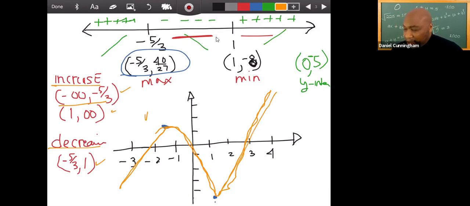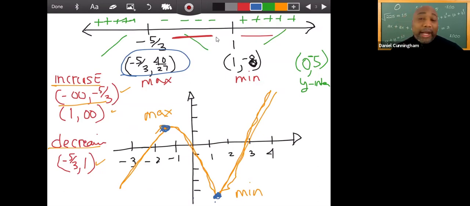Here's our max. This is a max. This is actually a local max. And this is also a local min. These are local min points. And how do we get this? We start graphing the max and min, the X and Y value using the original function from the critical values. Get where it's intersecting at.